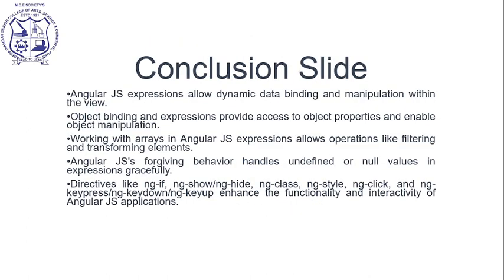Conclusion of the slides. AngularJS expressions allow dynamic data binding and manipulation within the view. Object binding and expressions provide access to object properties and enable object manipulation. Working with arrays in AngularJS expressions allows operations like filtering and transforming elements. AngularJS's forgiving behavior handles undefined or null values in expressions gracefully. Directives like ng-if, ng-show, ng-hide, ng-class, ng-style, and ng-click enhance the functionality and interactivity of AngularJS applications.